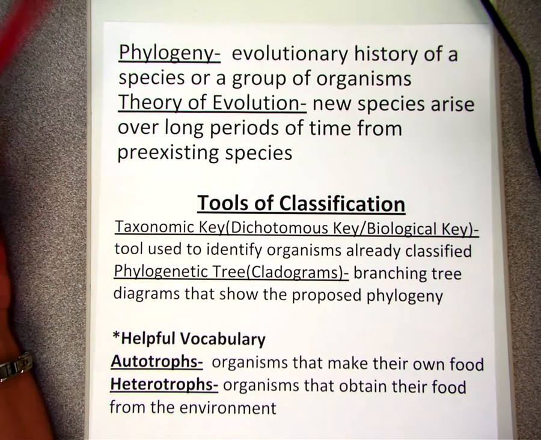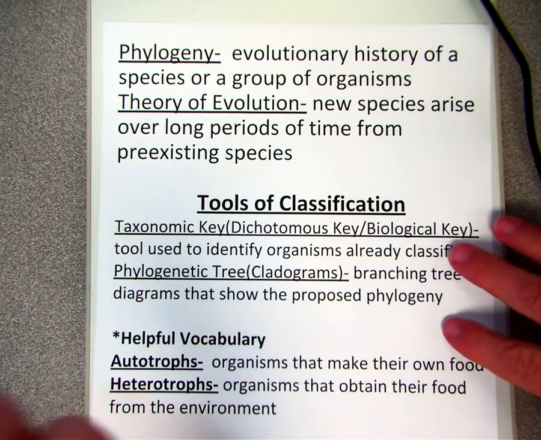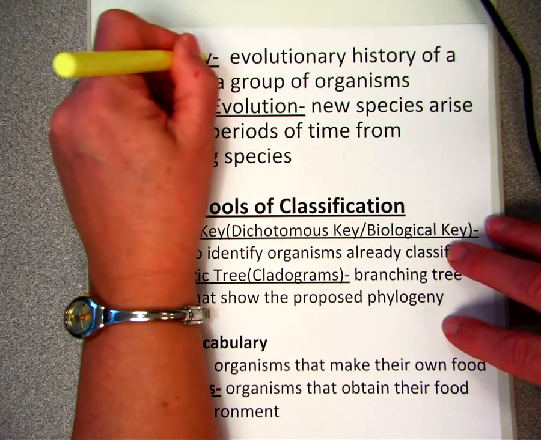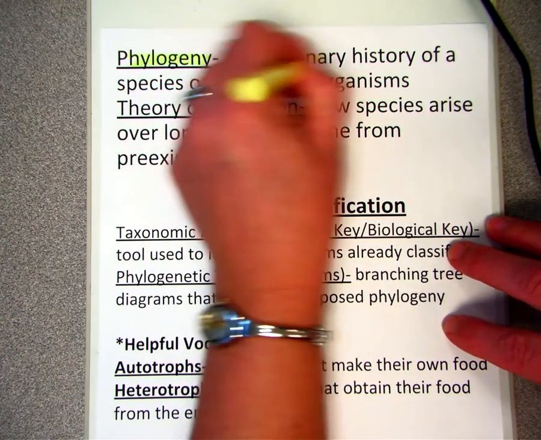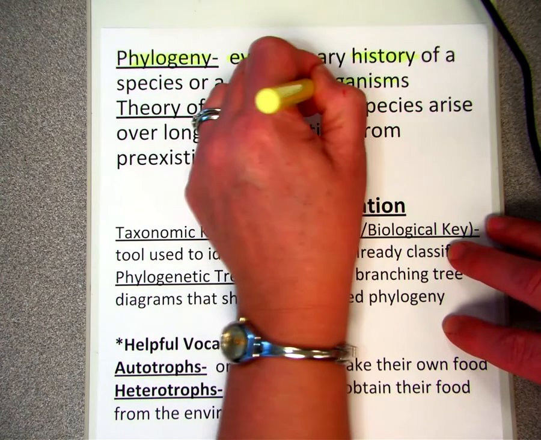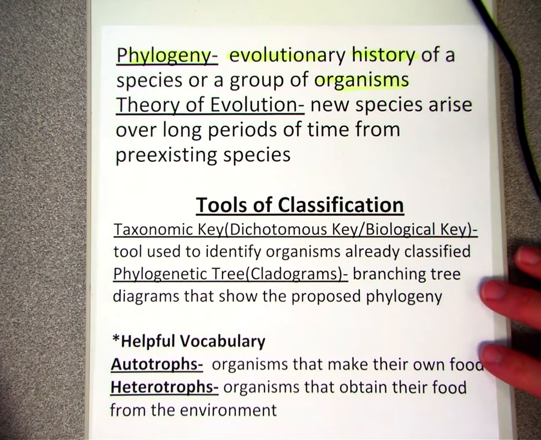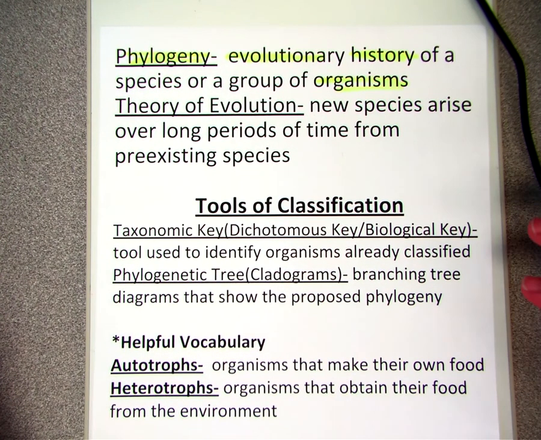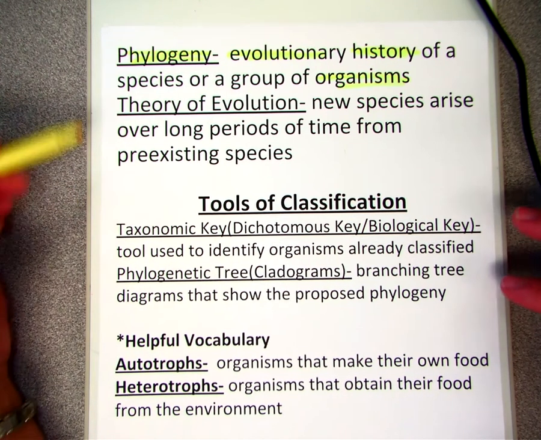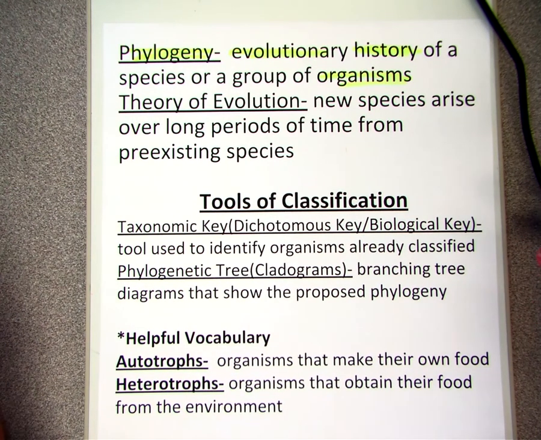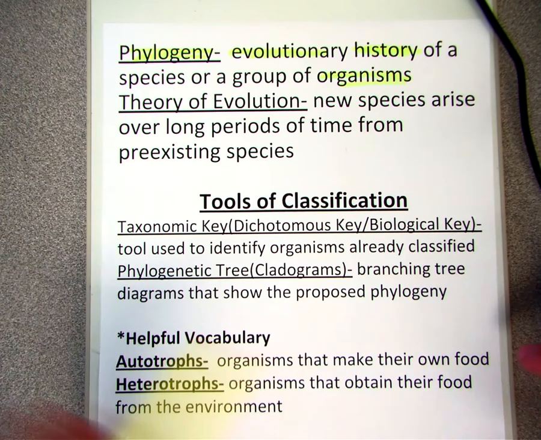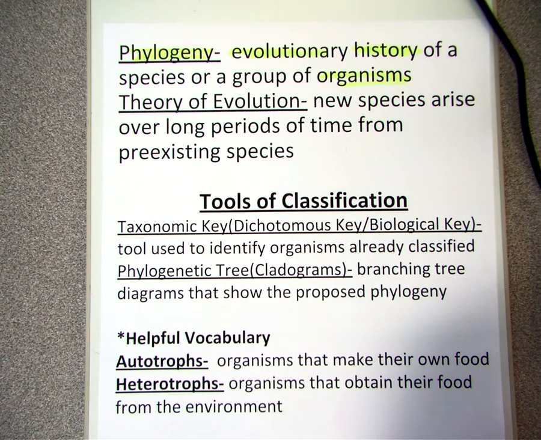When we look at the phylogeny, that's the evolutionary history of a species or a group of organisms. The theory of evolution, which we'll spend a whole unit on later in the year, is when new species arise over long periods of time from pre-existing species. So we're going to use this when we go to name the organisms and classify them. And we'll get into the rest of the notes when we get to the part 2 classification video.